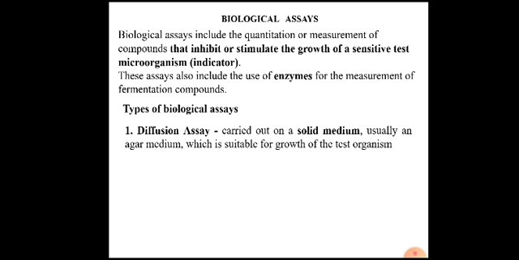So biological assays are of several types. First is the diffusion assay. So diffusion assays, as the name indicates, diffusion. In these types of assays, the compound is allowed to diffuse in the medium, and therefore the medium has to be in the form of solid. So these assays are carried out on solid medium, usually an agar medium, which is suitable for the growth of the indicator organism or the test organism.